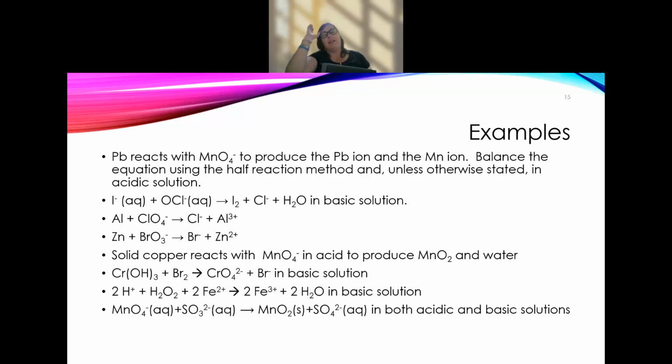All right. And now we're looking at H+ and H2O2 and Fe2+ to give Fe3+ and H2O in basic solution. Let's take a look at this. My two half reactions are 2H+ + H2O2 goes to 2H2O, and 2Fe2+ goes to 2Fe3+. And looking at that, I see that there are some numbers out front. So I was curious.